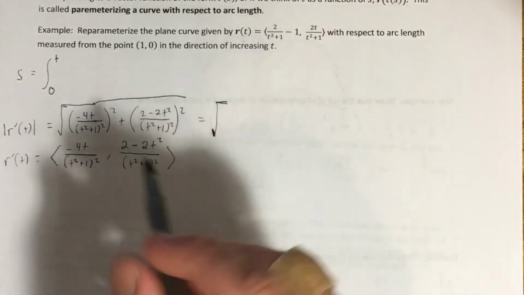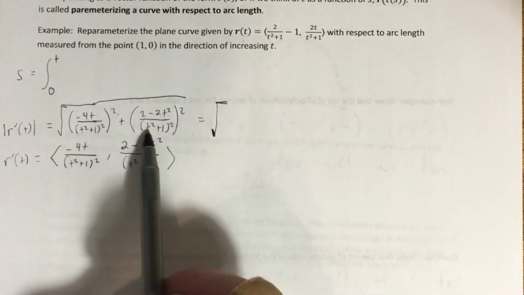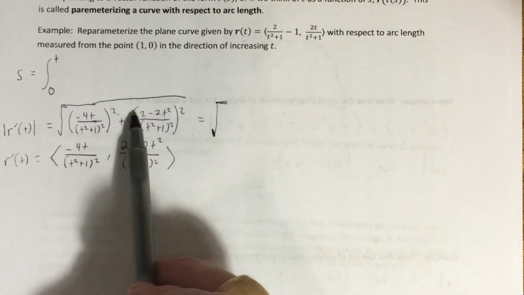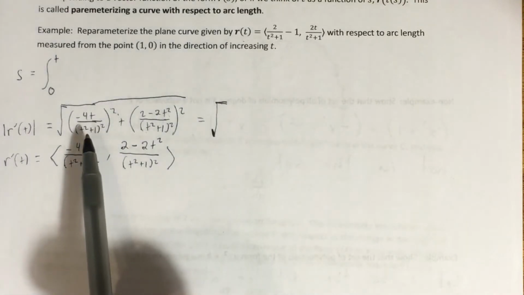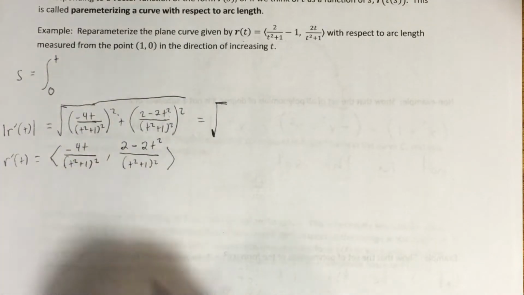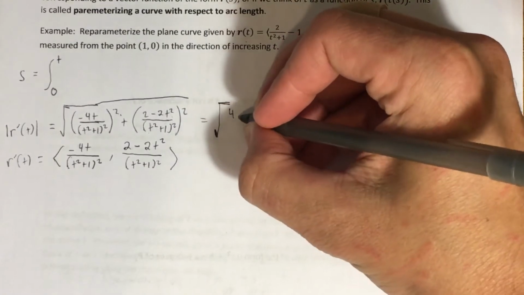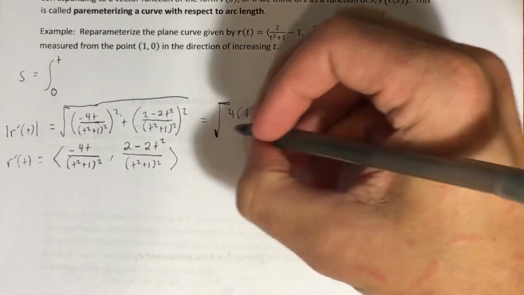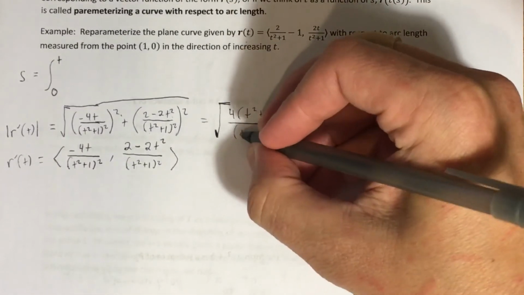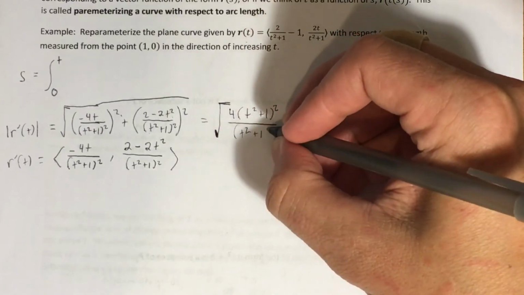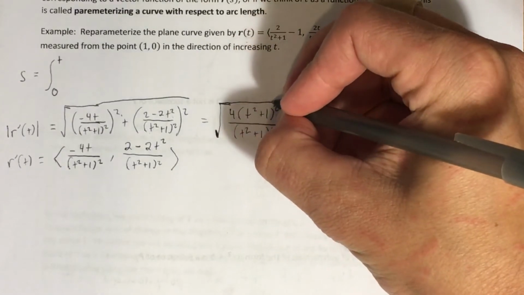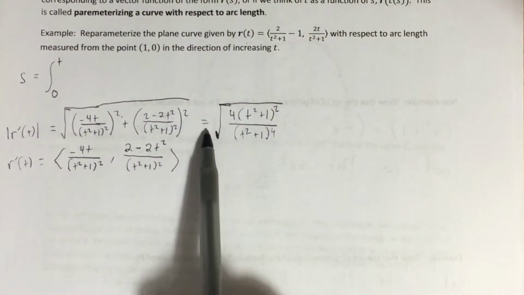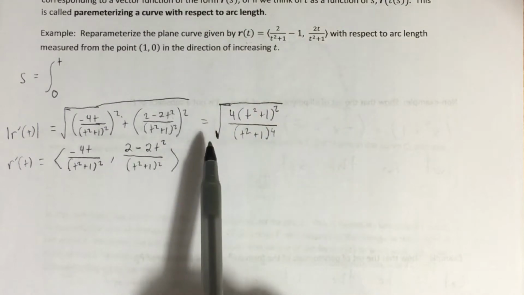So if you were to square both of these, first of all, notice you're going to get the same denominator, (t squared plus 1) quantity to the 4th. And then if you square the numerators and add everything together, you would end up with a polynomial that can be factored. And after factoring it, you're going to get this: 4 times (t squared plus 1) quantity squared over (t squared plus 1) to the 4th power, just like that. Again, there's a significant chunk of algebra happening right here, and I'm just leaving that out. You should be able to fill in those gaps.